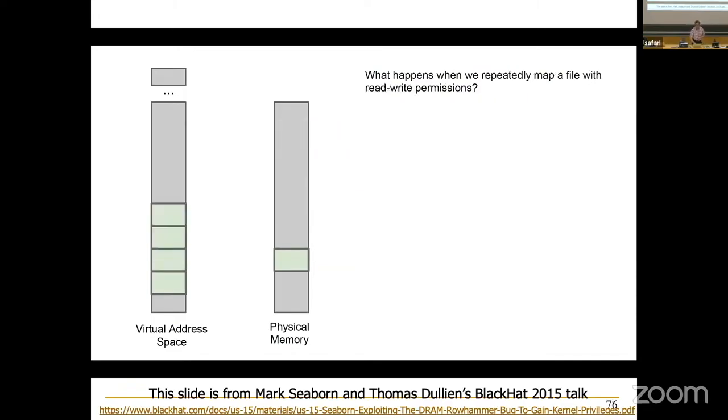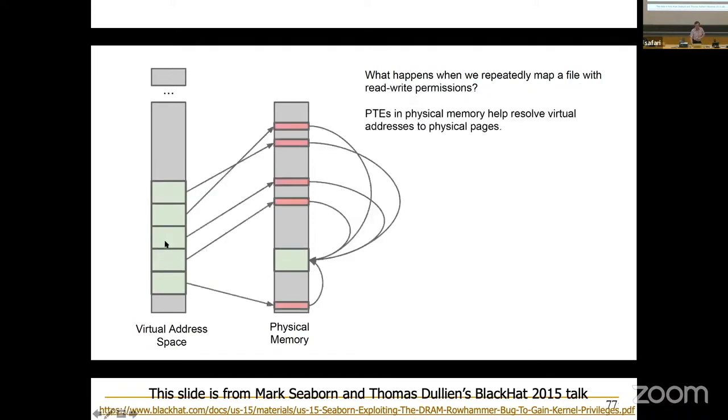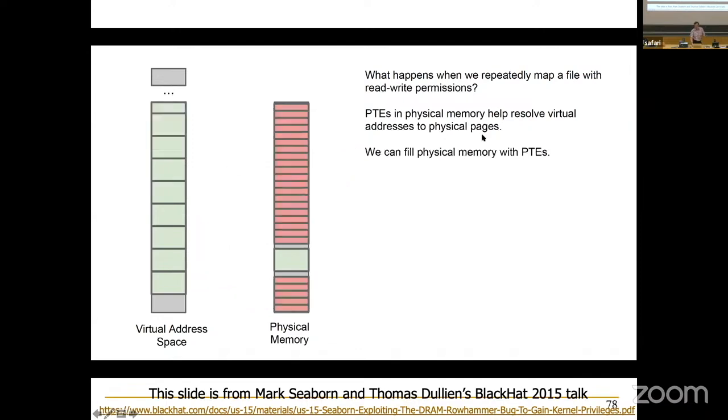Okay, so what happens when we repeatedly map a file with read-write permissions? You get more page table entries. You get more page tables, essentially. Because this is the same file, yes, but these are different mappings. Whenever we map the file again, it acts as if you have different page tables that are needed, because you modify them using different streams, if you will. So basically, you get many, many page tables in memory, right? Pointing to the same physical frame over here. Basically, PTs in physical memory help resolve virtual addresses to physical pages. These are their words. And they can fill physical memory with page table entries. So most of physical memory is page table entries. Now, this is good.